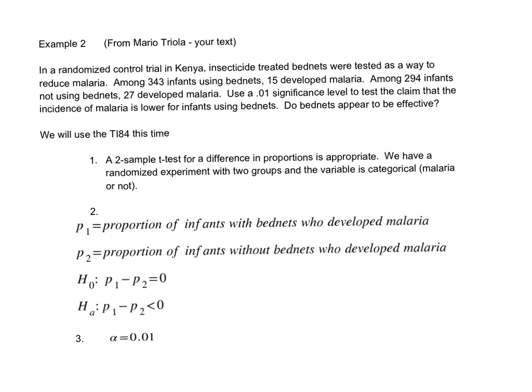As far as testing a claim, you can see in the second to last sentence, it says the significance level and test the claim. So when you're choosing the inference procedure, you're going to use a z-test, a significance test, and since we have two different groups, we're going to do a two-proportion z-significance test. Do bed nets appear to be effective? Well, we're going to have to get a p-value and decide for ourselves.